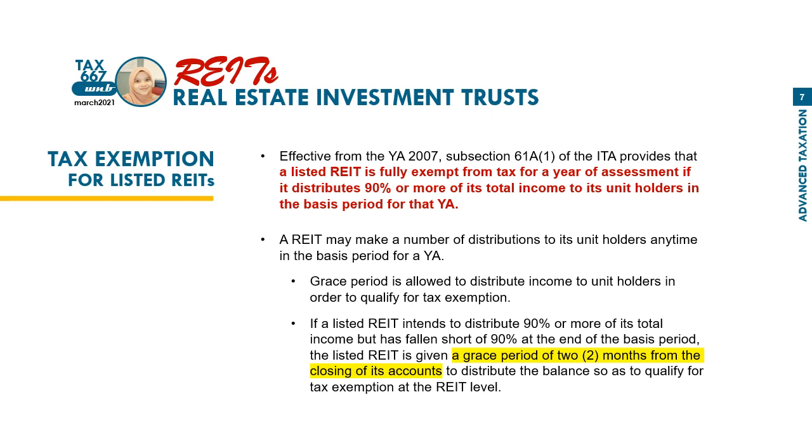So I put it into illustration. Let's say kita punya closing 31 Disember. By 31st of December 2020, kira balik percentage of income distributed to unit holders tahun ni over total income, I baru ada 85%. So I tak qualify for exemption. So apa yang I boleh buat? Dalam tempoh 2 bulan daripada tarikh I close my account 31st December tadi tu, I kena pergi tambahkan lagi distribution to unit holders supaya I can reach up to 90%. So dalam tempoh 2 bulan tu I kena tambahkan lagi, bila dia calculate balik more than 90% of total income being distributed to unit holders. Therefore, a listed REIT is exempted from tax. Okay?